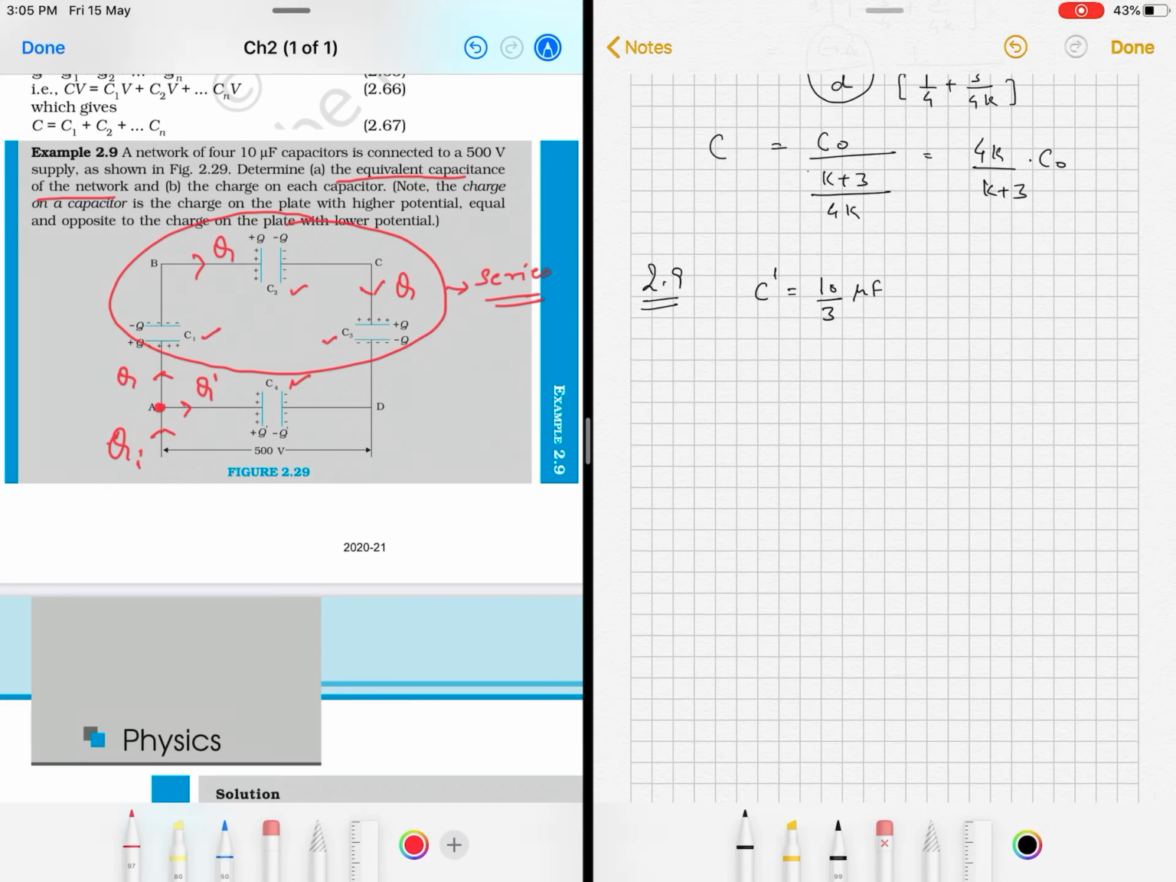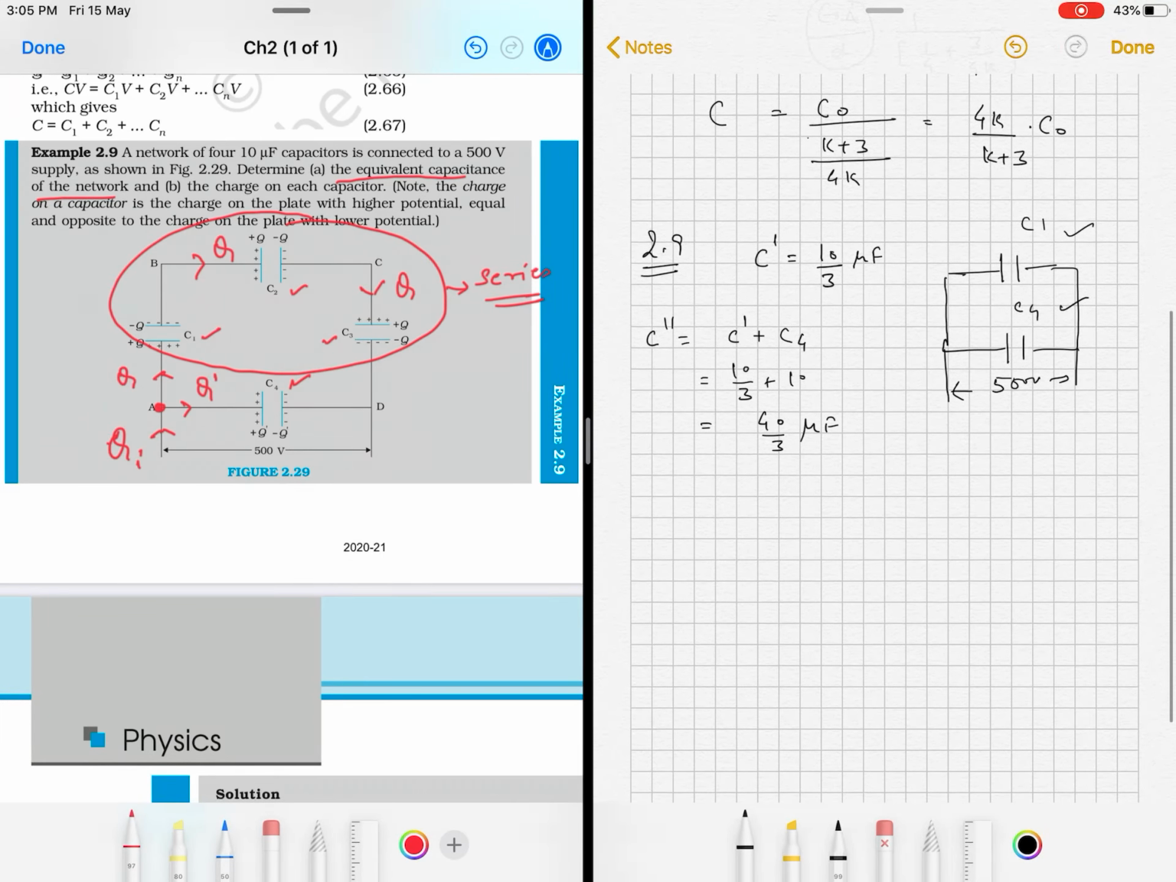With this C dash, the left out capacitor is C4, and this is 500 volts. Now these two are in parallel combination. Now the net capacitance C double dash will be C dash plus C4. So 10 by 3 plus 10, that is 40 by 3 microfarad. So this is the net capacitance, 40 by 3 microfarad.